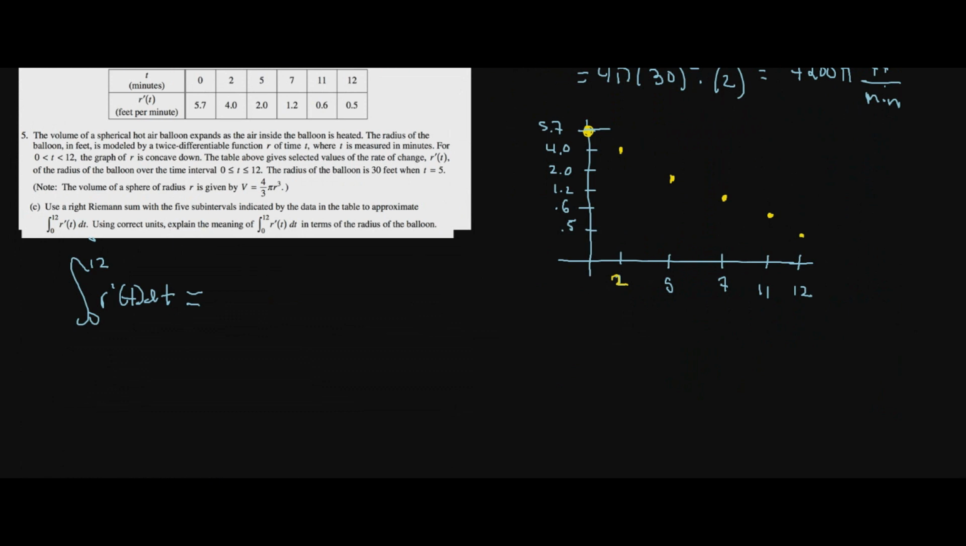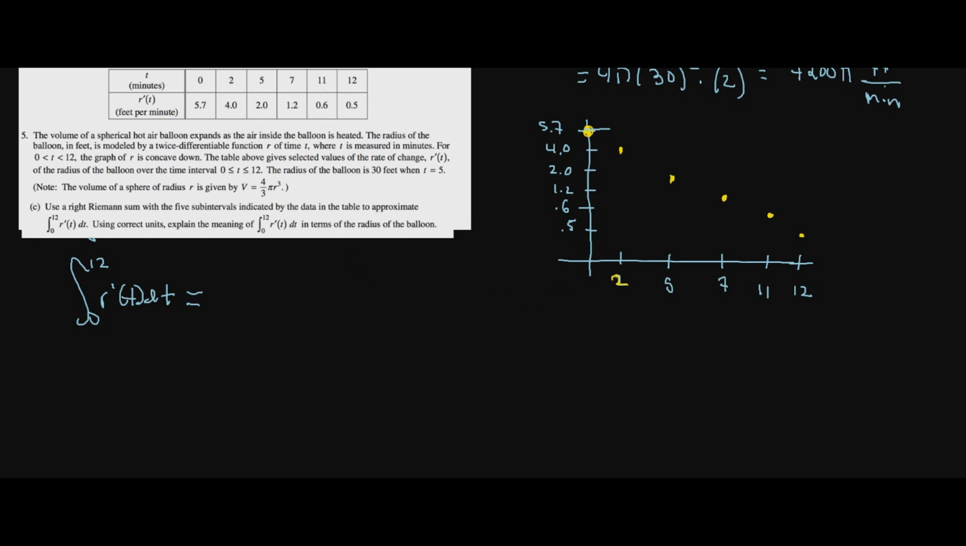Now, I took the time before the video to make a quick sketch. We're using a right Riemann sum with the 5 sub-intervals indicated by the data to approximate this. Using correct units, explain the meaning of this. So, I went ahead and plotted my points. I feel confident that you can do that.